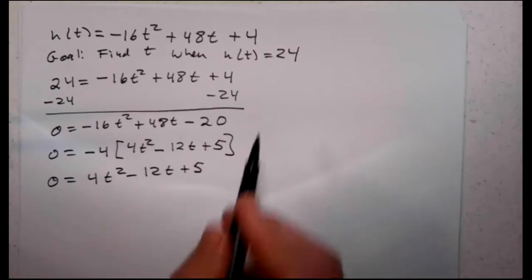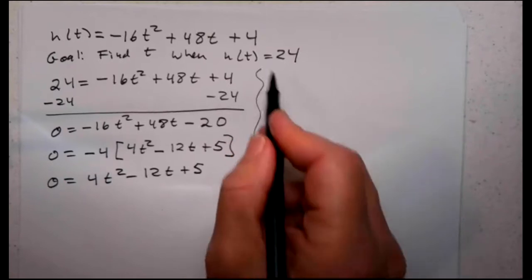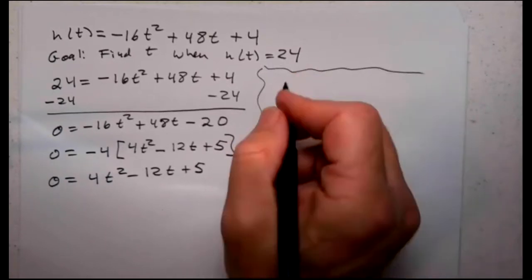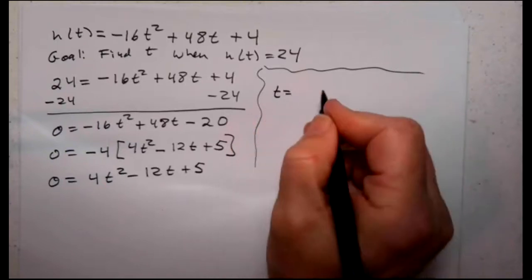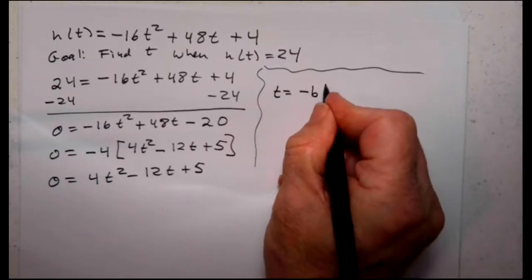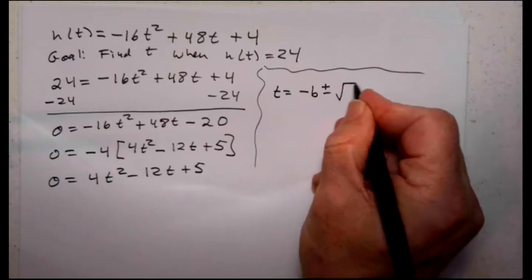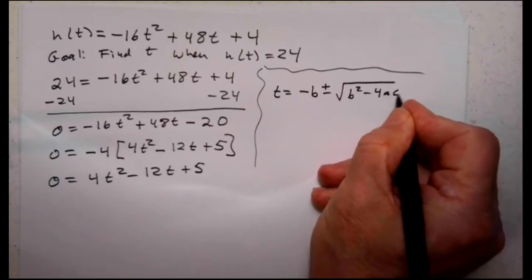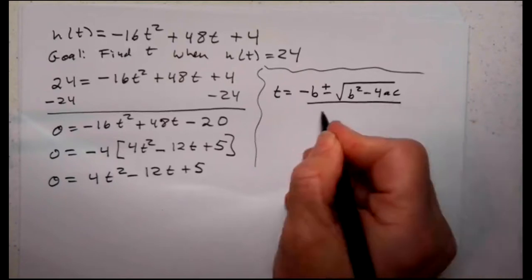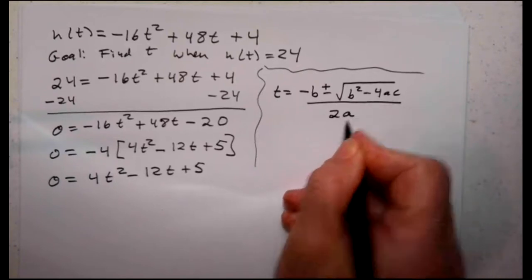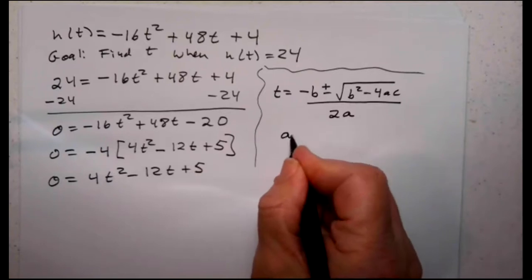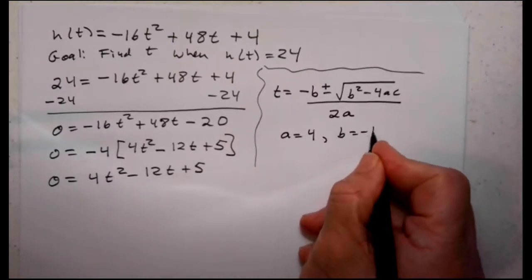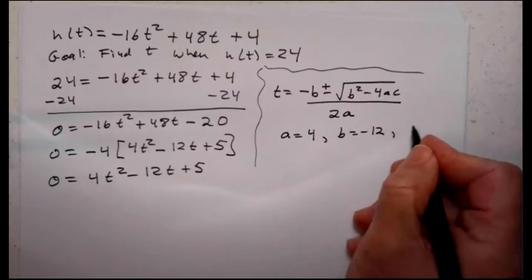Now, I could try to factor that, but instead, I am going to try to use the quadratic formula. To remind you, t in this case, instead of x, will be negative b plus or minus the square root of b squared minus 4ac, all divided by 2a. In this case, a is 4, b is negative 12, and c is 5.